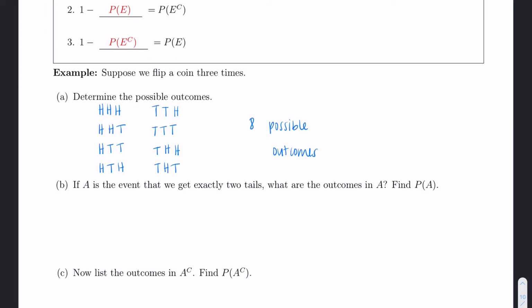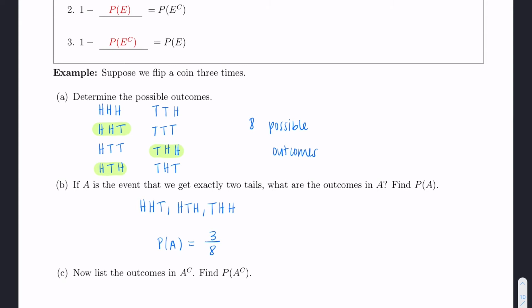Part B says, if A is the event that we get exactly 2 heads, what are the outcomes in A? Find the probability of A. So I want to look for all the outcomes where I get exactly 2 heads, right? The first case doesn't count because I have more than 2. But this one counts because I have exactly 2 heads. This one counts, and this one counts. So HHT, HTH, and THH are all of the cases when I can have 2 heads. And so the probability of A is going to be 3 out of 8.